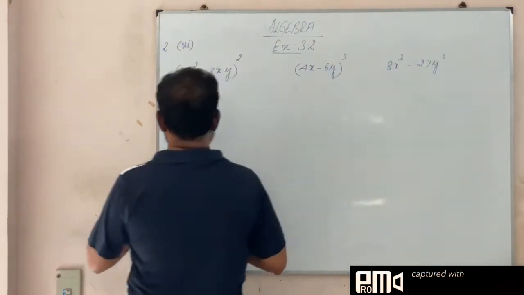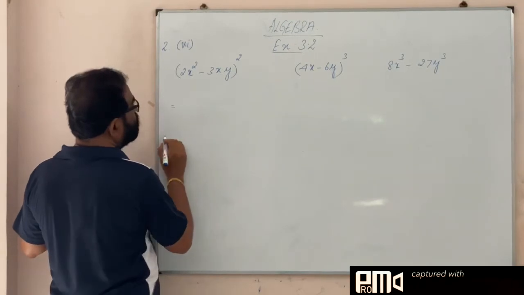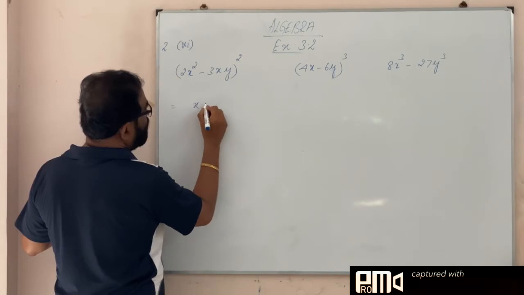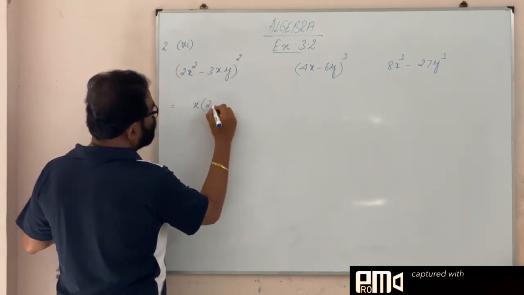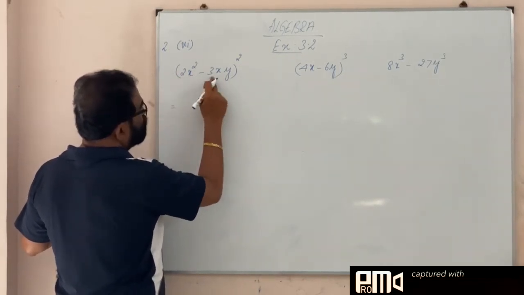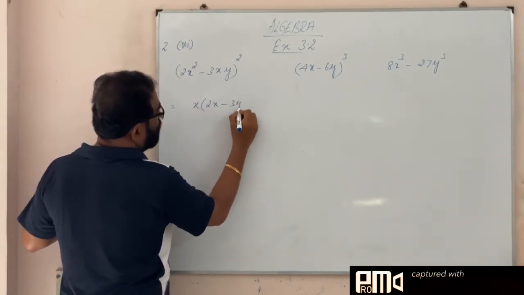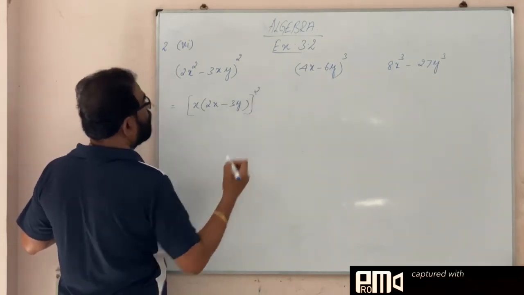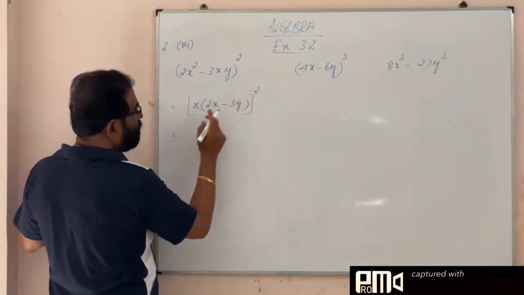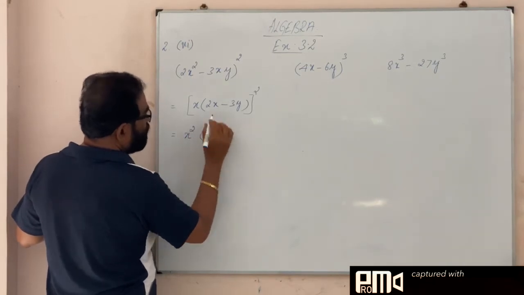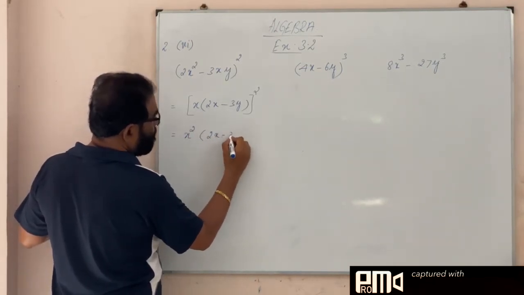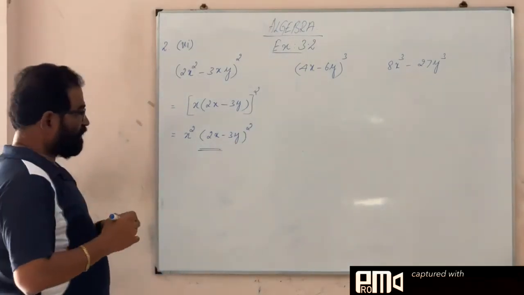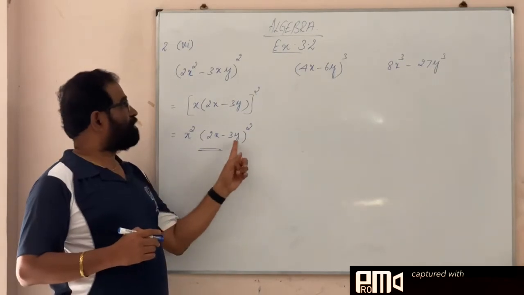So this is equal to, listen carefully, here in x square, an x is there, so I can take one x outside. So x is outside means this is 2x minus 3y. All these are under the whole square, so I write the whole square. I take the square of x, so it is x square into 2x minus 3y the whole square. Factorized.